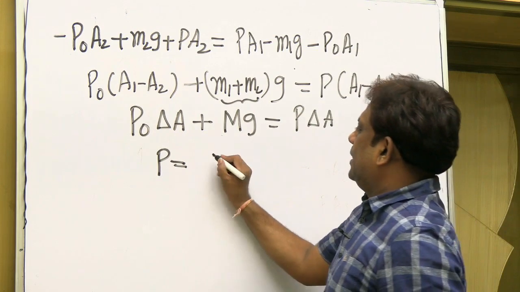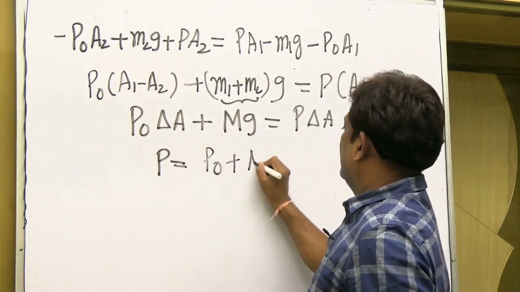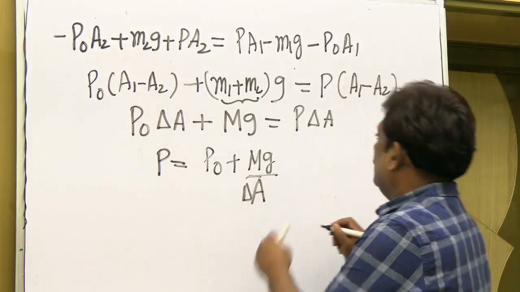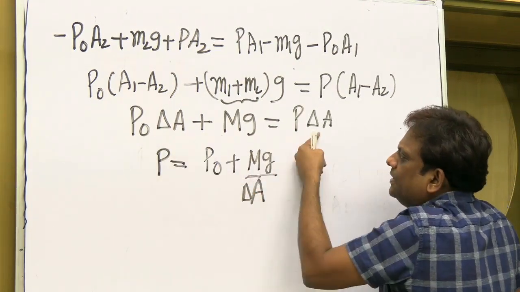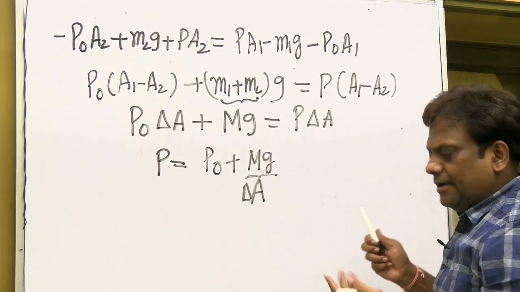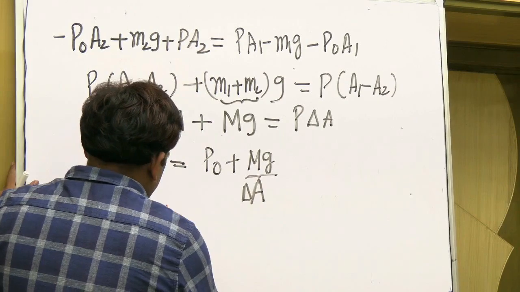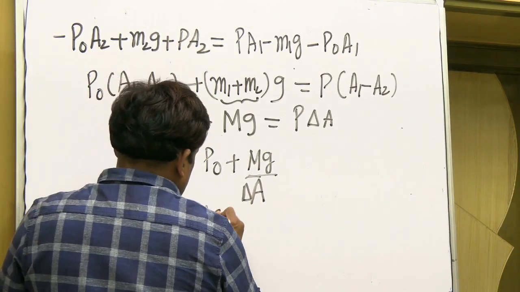Absolutely. So if you want P, please understand carefully, this P is actually air pressure. So P will be equal to, you divide with delta A, P is equal to P0 plus Mg by delta A. So now observe here, already the value of P0 is given. The atmospheric pressure is given as 100 kilopascal.